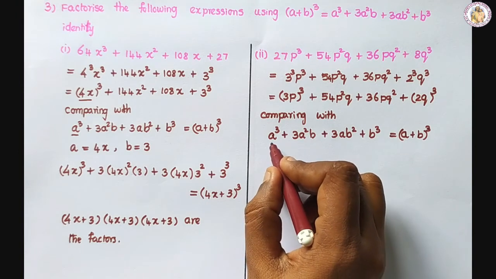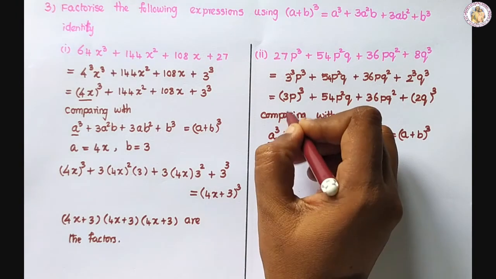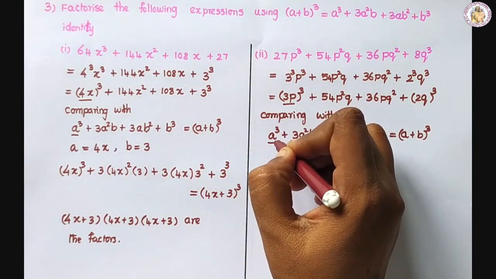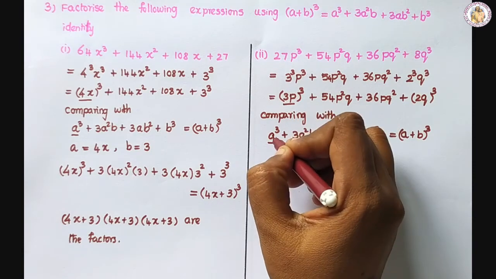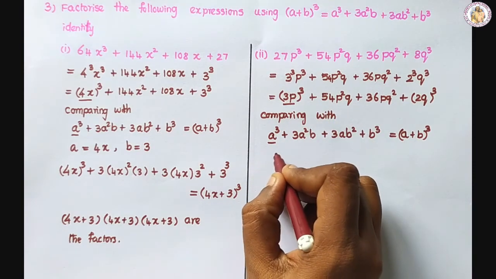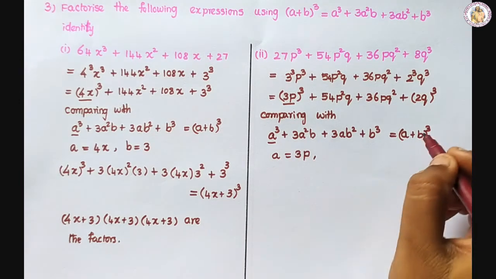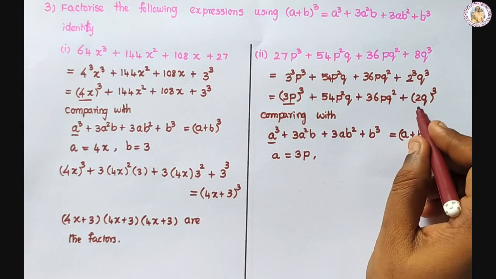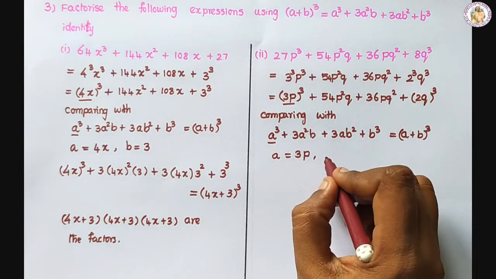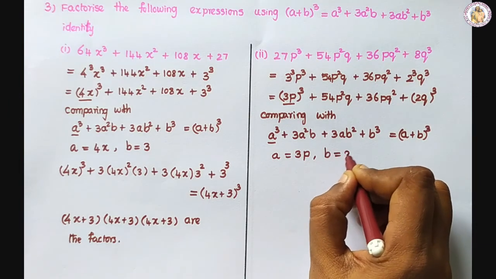Now compare this. Here a cube is (3p) cube, so a equal to 3p. And the last term b cube, here 2 cube q cube, that is (2q) whole cube, so b equal to 2q.